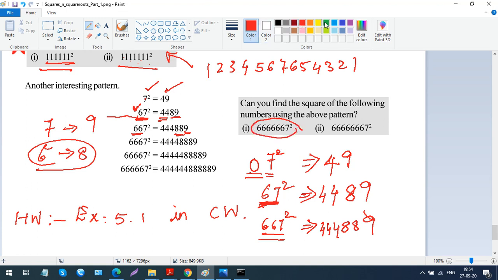Now if they ask you to write a square of this number, how will you do that? Let me just show you. You'll be writing 7 over here. For the 7 you will write 9, and how many 6's are there? 1 2 3 4 5 6. 6 are there, so 6 times you write the 8. Okay, 6 8's, and how many digit number is this? 7 digit number, so you will put 7 4's. That's how you will do it.